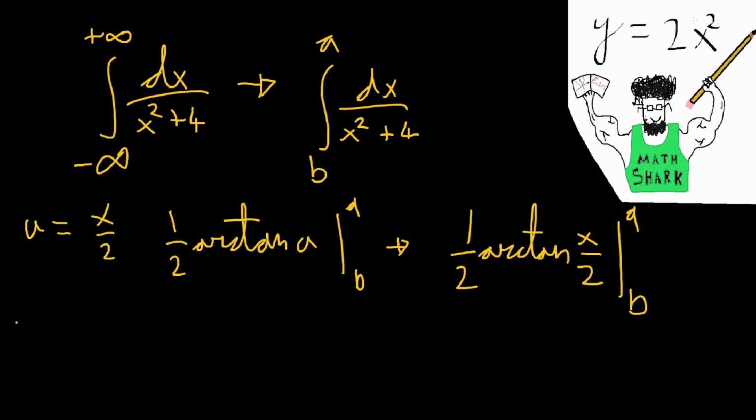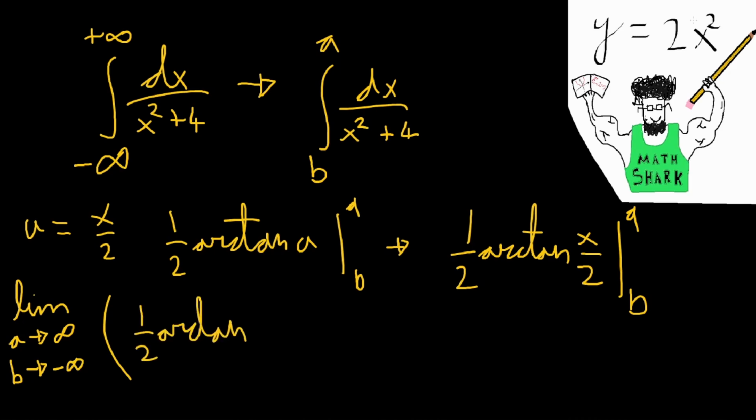And now we take the limits of a and b to plus infinity and minus infinity respectively. We'll take the limit as a approaches infinity and b approaches minus infinity of a half arctan, and we'll just do the expansion here. So a half arctan of a over 2 minus a half arctan of b over 2.